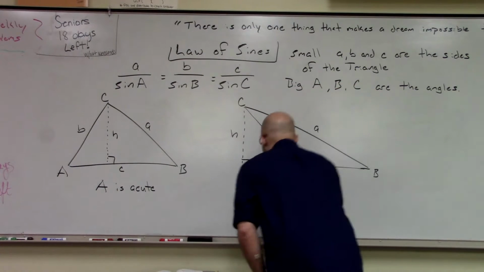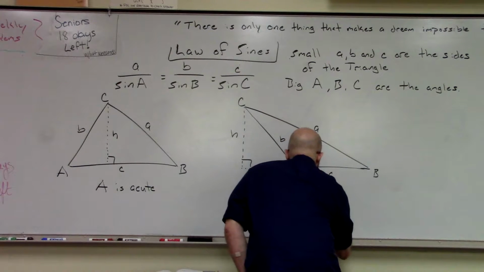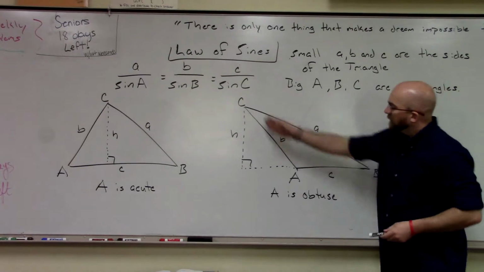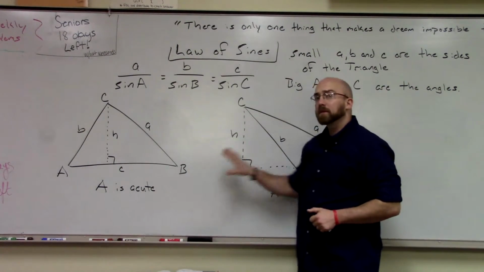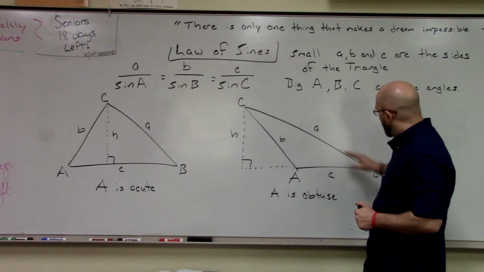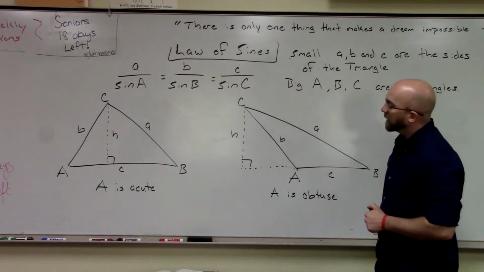Let me write that up here, sorry. A is obtuse. Alright, you can see, again, right angles on there, outside of it, so it's our height. I'm going to talk about the height after this little slide. So big A, small a, big B, small b, big C, small c, okay?